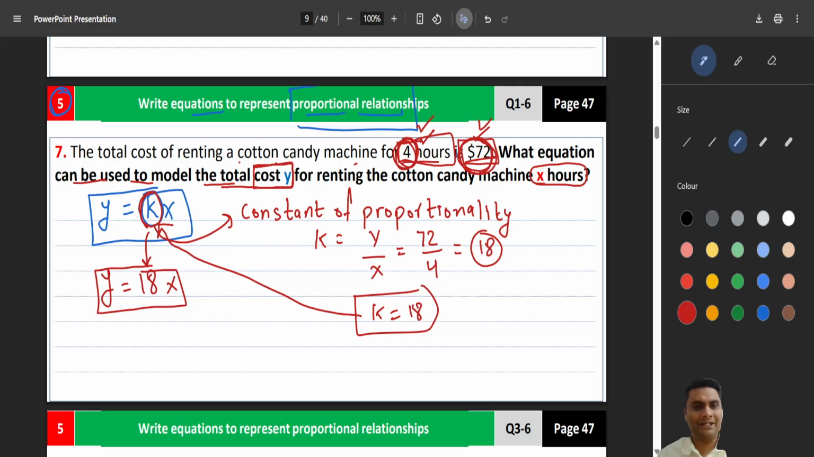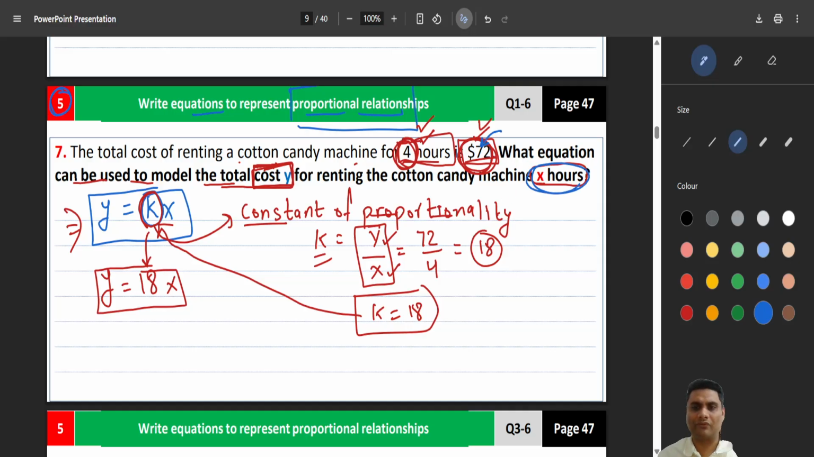Just review it again. How do we write the equation? Y equals kx. What is k? Constant of proportionality. How to find the constant of proportionality? By doing y divided by x. How will you find the y and the x? From the question. See, he says y is the cost. Cost means money. How much money is given here? $72, right? And what is x?